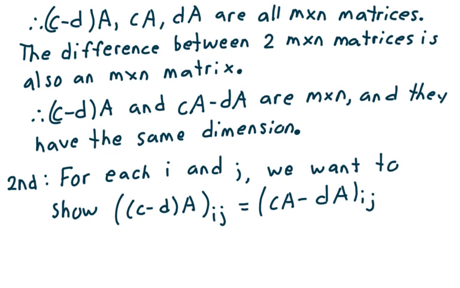The second step of this proof, we need to do the following. For each i and j, we want to show that the entry in the ith row, jth column of (C minus D) times A is the same as the entry in the ith row, jth column of CA minus DA. So how does this work? What I'm going to do is start on the left-hand side. So I'm going to look at the entry in the ith row, jth column of (C minus D) times A.